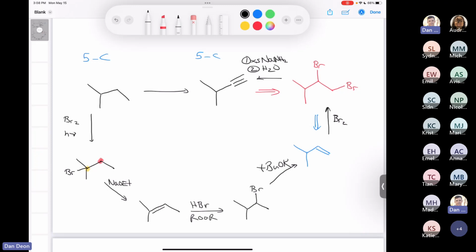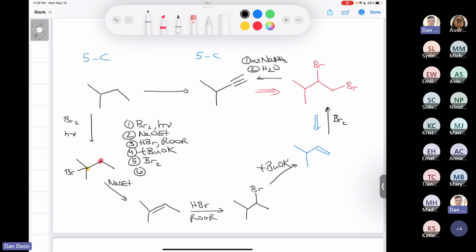So you can see that this is quite a few steps. Step number 1 is bromine and light. Step number 2 is sodium ethoxide. 3 is HBr and organic peroxides. Step 4 is a hindered base, like potassium T-butoxide. Step 5 is bromine.